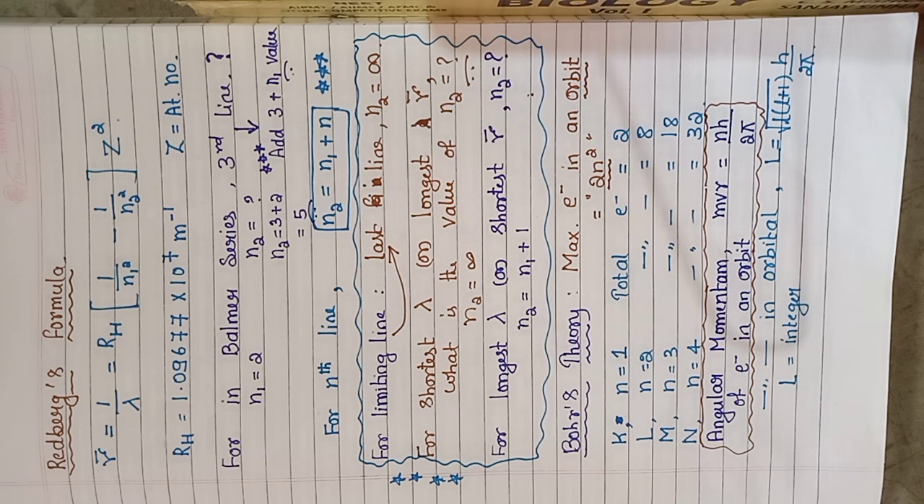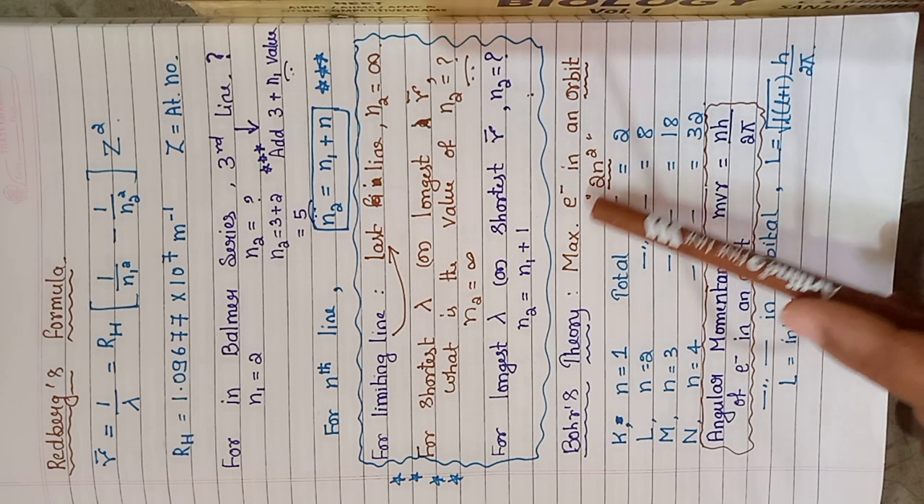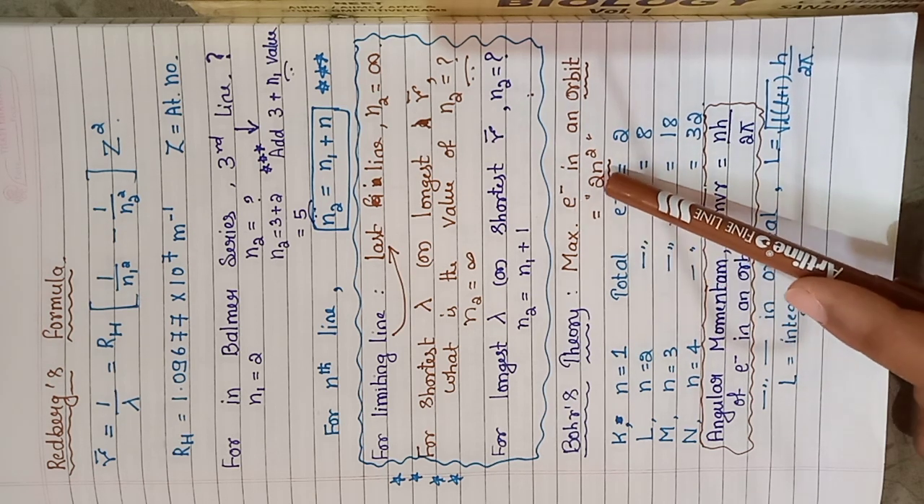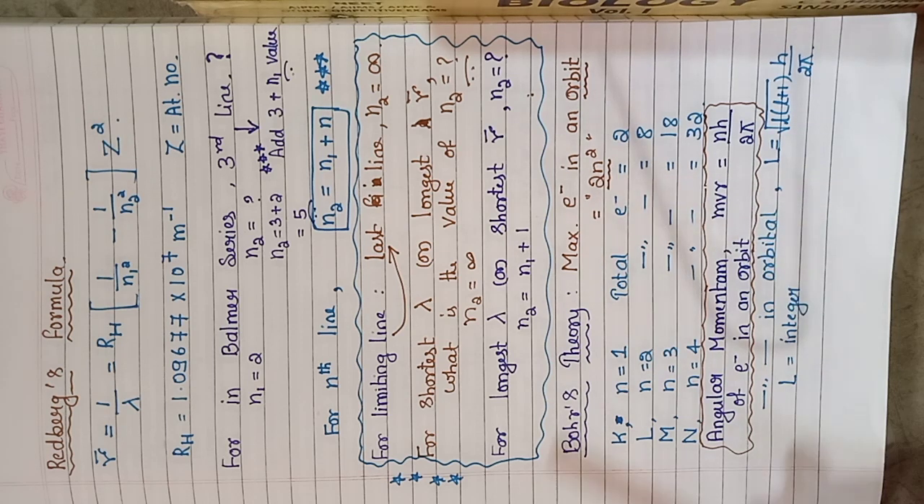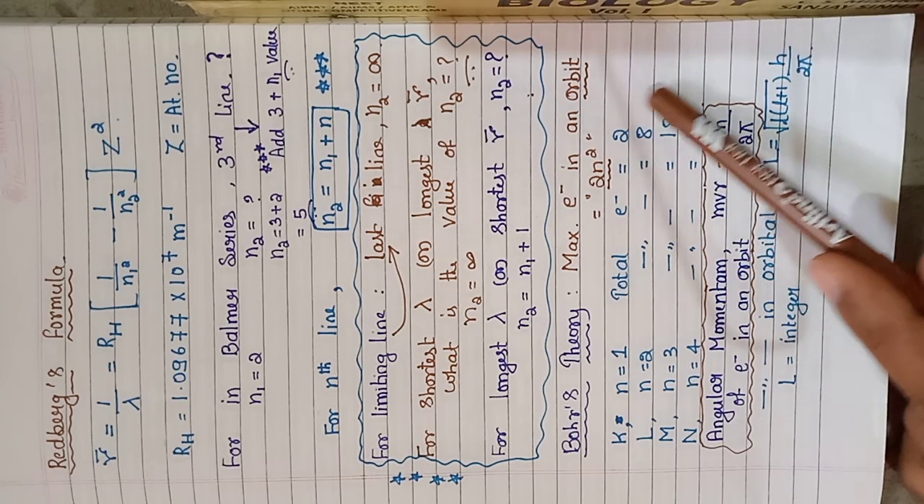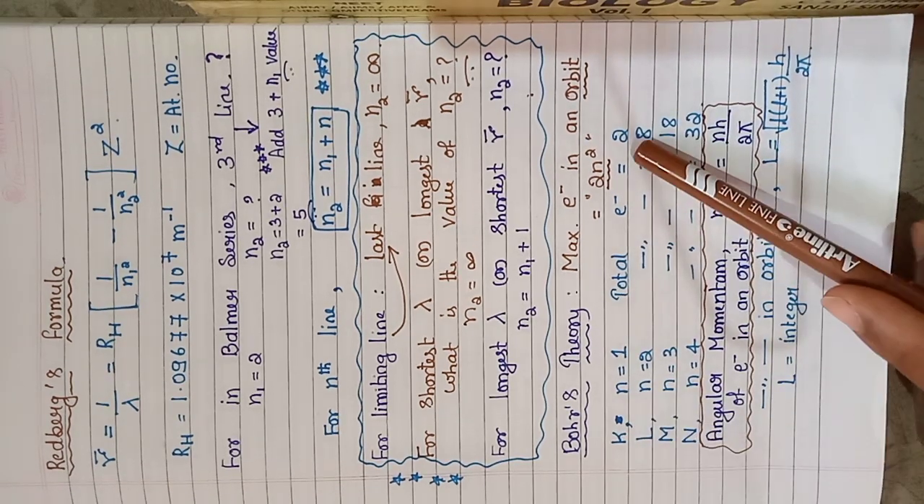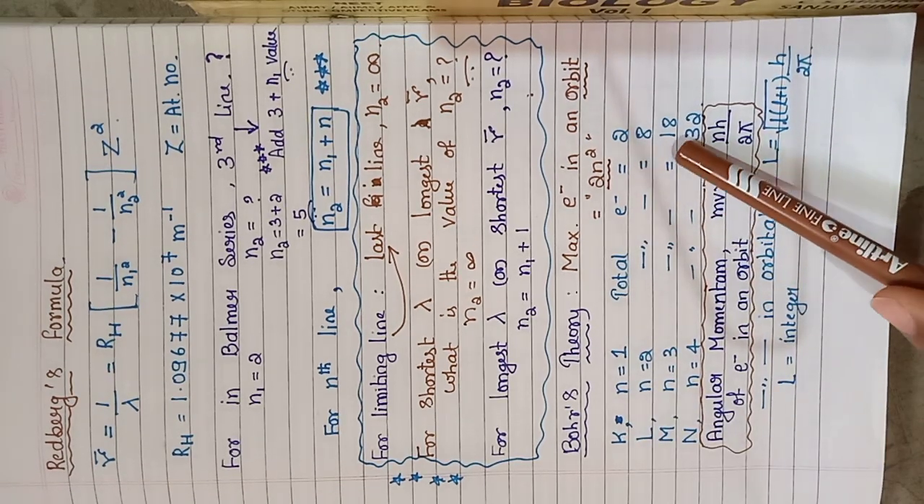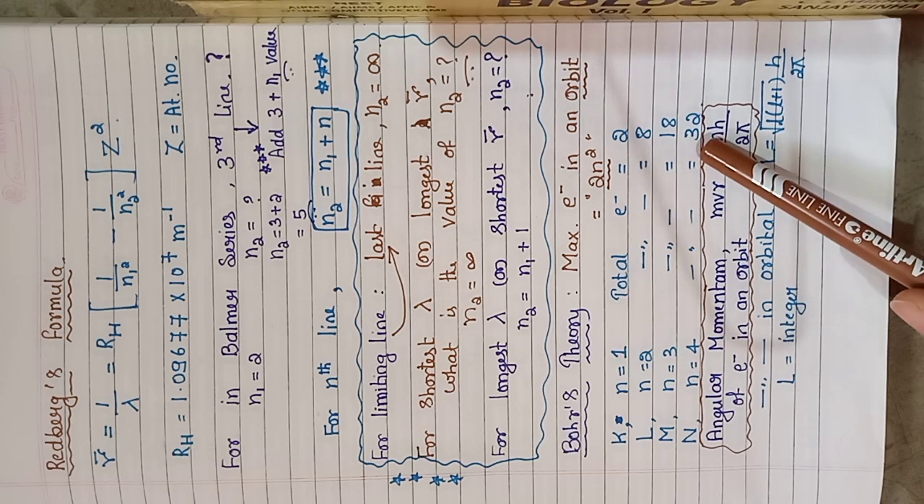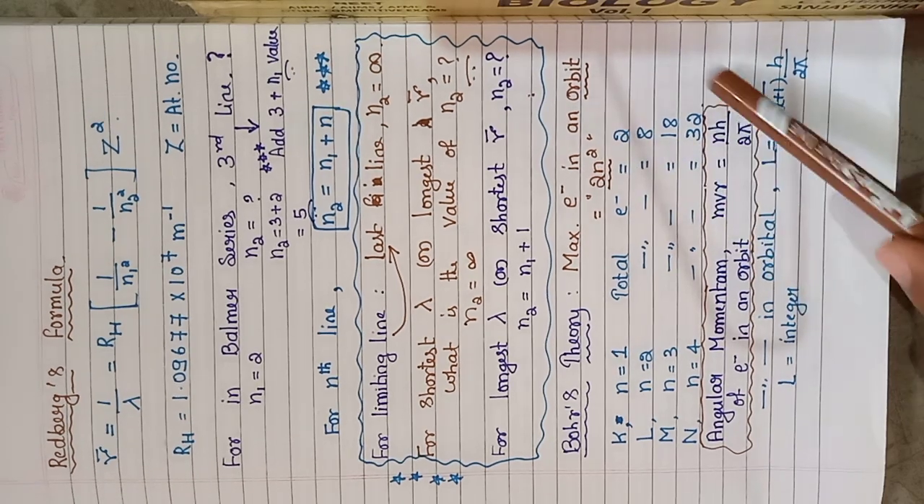It is very easy: around the nucleus, electrons revolve in a definite orbit. But one of the important points we need to remember about Bohr's theory is that the maximum number of electrons in an orbit is 2n square. So according to this 2n square formula, we can calculate the number of electrons in each orbit. K shell 2, L 8, M 18, N 32. This we have to remember.